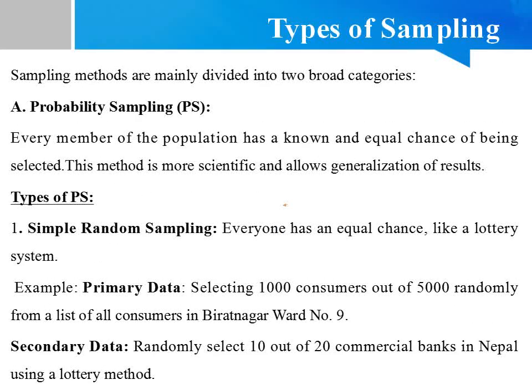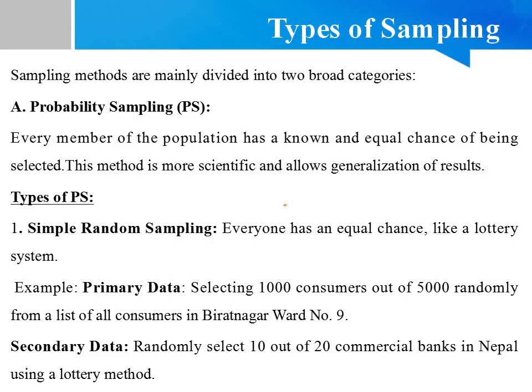Types of sampling. Sampling methods are mainly divided into two broad categories. A. Probability sampling, PS. Every member of the population has a known and equal chance of being selected. This method is more scientific and allows generalization of results.